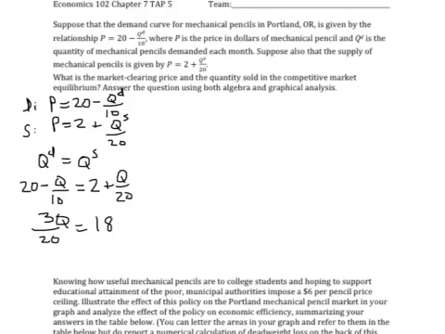That's 20 minus 2. And then we can do just a teeny bit more algebra to find that Q is equal to 20 over 3 times 18. 18 divided by 3 is just 6. 20 times 6 is 120. And then we can plug that Q into either the demand or the supply curve.